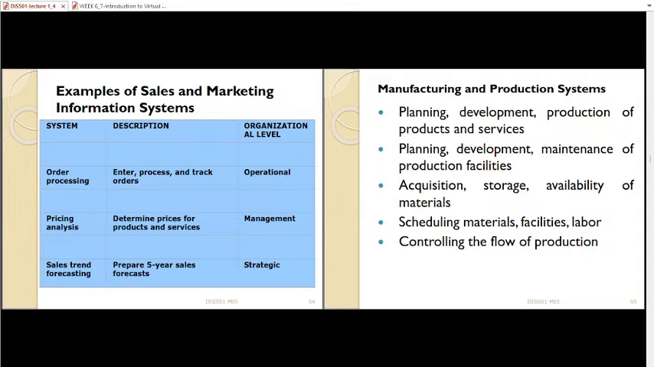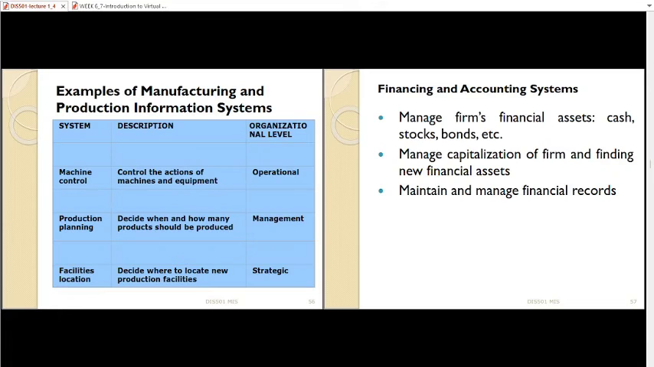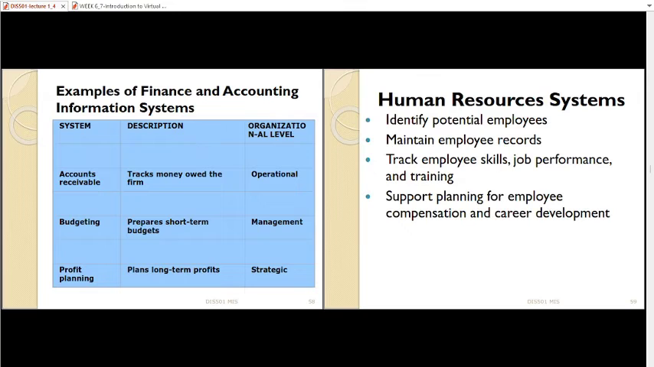But when you look at it, all these can be just one system that has different modules able to do that. It's one system. It has an order processing module, a pricing analysis module, and a sales trend forecasting module, but they are accessed at different levels within an organization. And you can see we have manufacturing and production systems that can work using that kind of example. So as you can see, basically it's the same thing that we have just looked at.